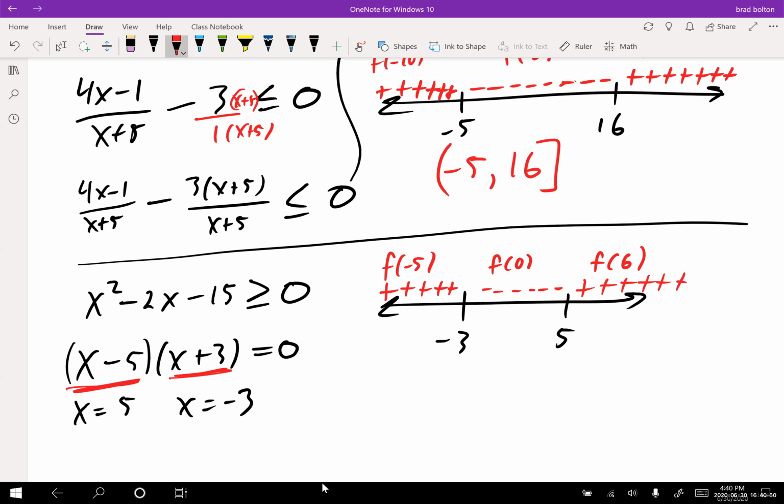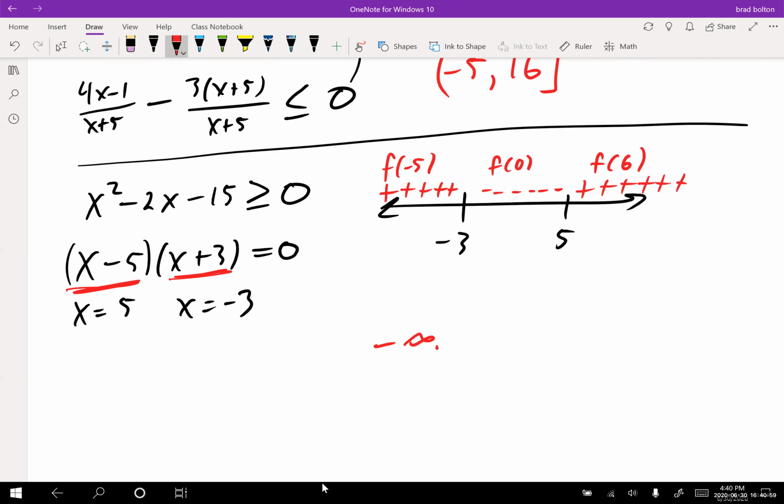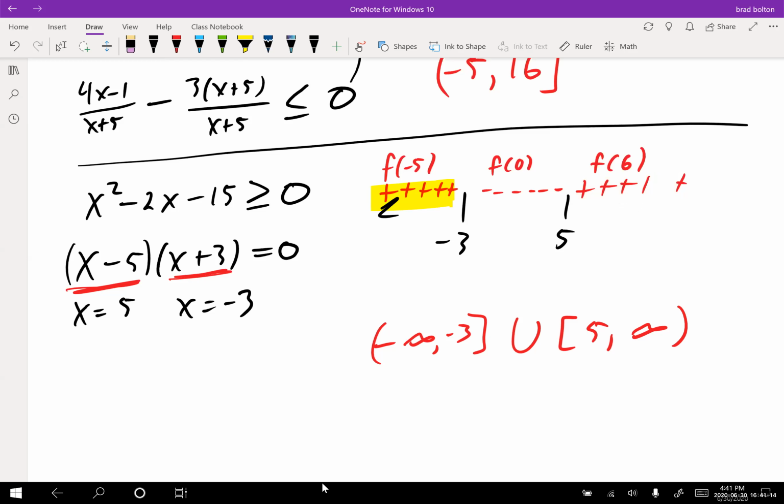So then I know that this graph is greater than or equal to 0 from negative infinity to negative 3, union 5 to infinity. Oops, let me write it further down. And again, all I'm doing, you guys, is I'm looking at where is it positive. Let me fix this real quick. Okay, so where was it positive? To the left of negative 3 and to the right of 5. So I did my job, right? Or where was it positive or equal to 0?